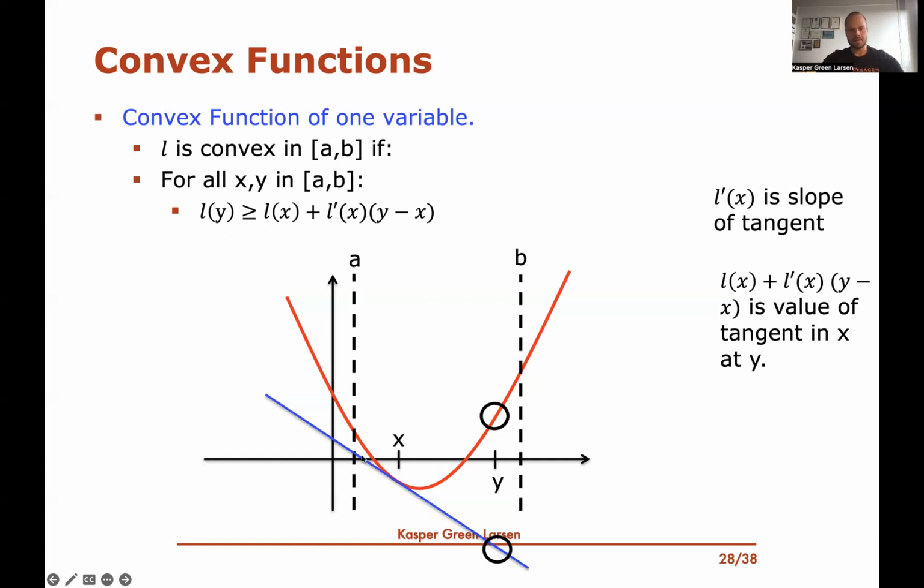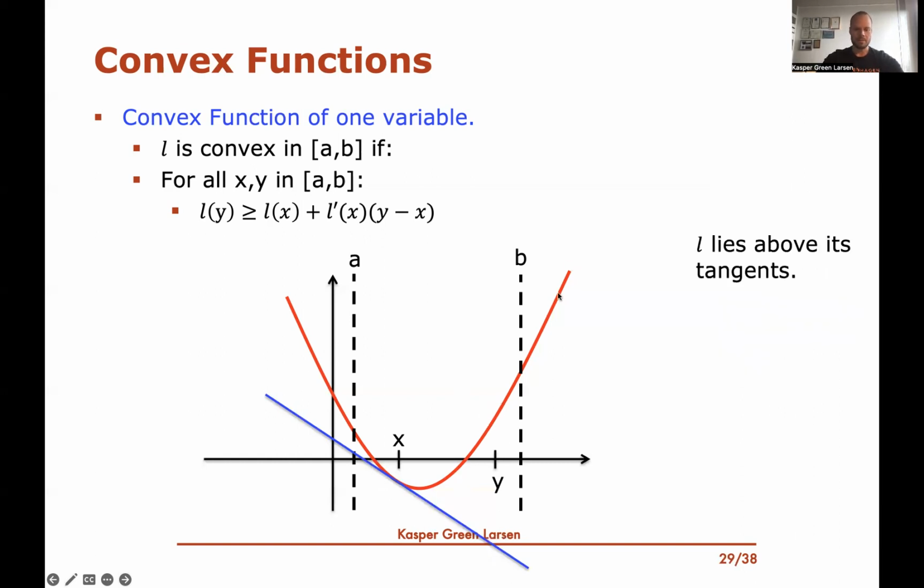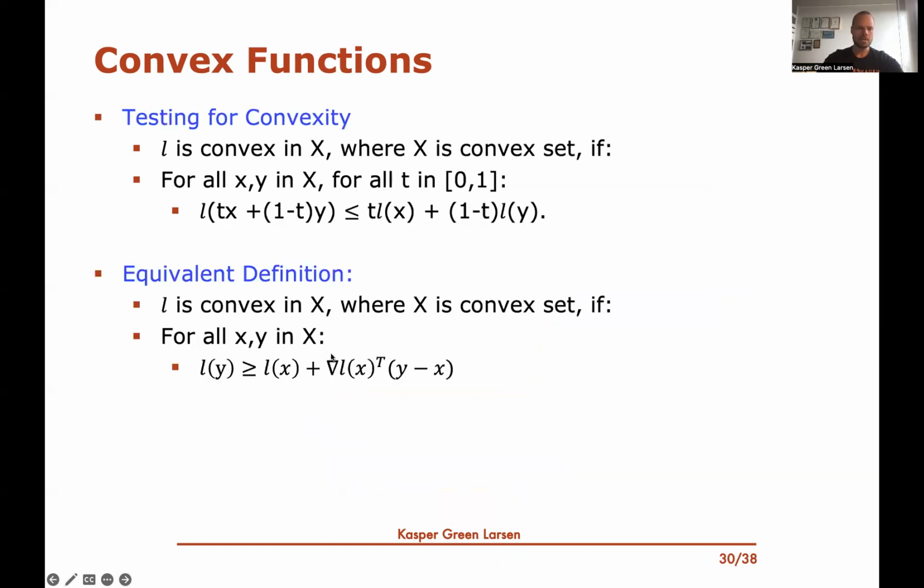And what this is saying is that for any x and y in the interval from A to B, if I draw the tangent through the function at X, this tangent has to lie below the function at Y when you go out to Y. The basic idea is just saying that the tangent through any X has to lie below the function. Or, the contrapositive is that the function lies above all of its tangents. So I can draw the tangent through any point and it has to lie below the function. Okay, so these are two equivalent definitions.